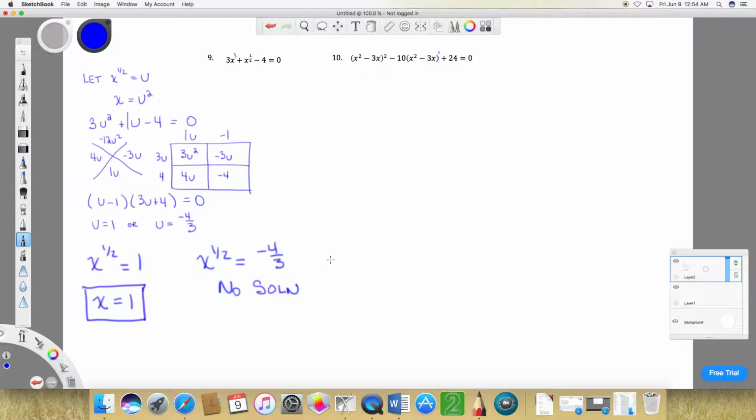All right. Let's come over and try to do number 10. We're going to have our u substitution. We look to this x squared minus 3x and let it be u, which means that x squared minus 3x squared is going to be u squared. So that we can rewrite this given equation as a quadratic, as u squared minus 10u plus 24.